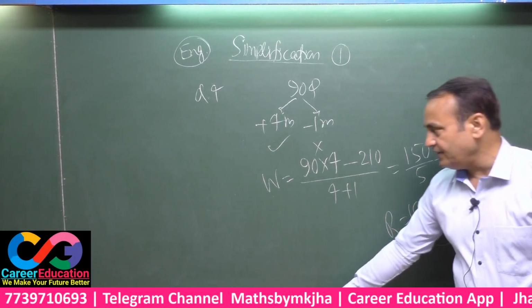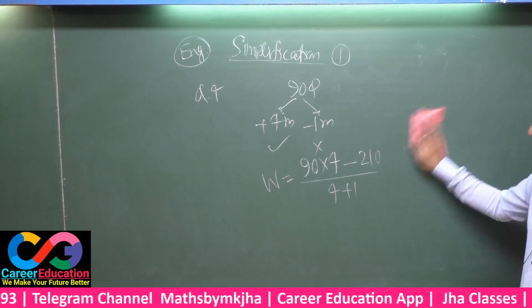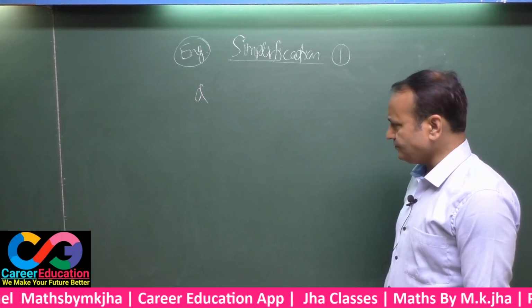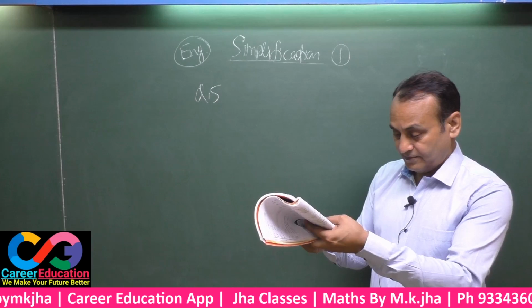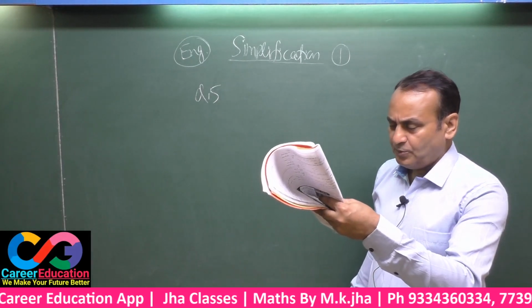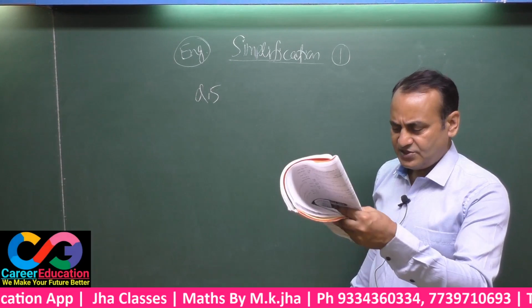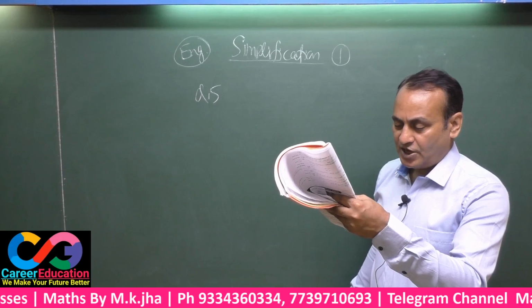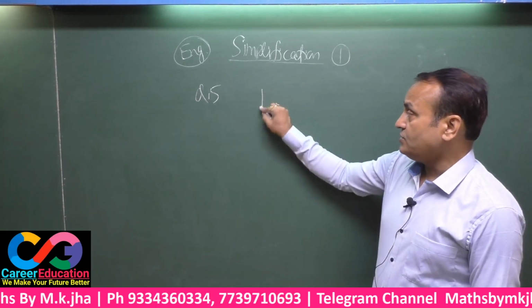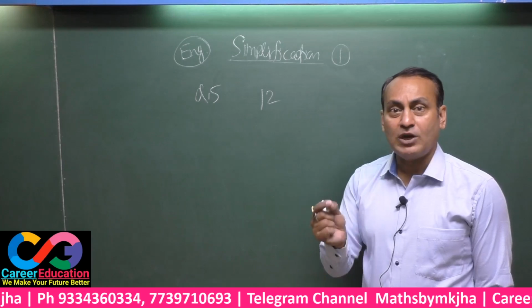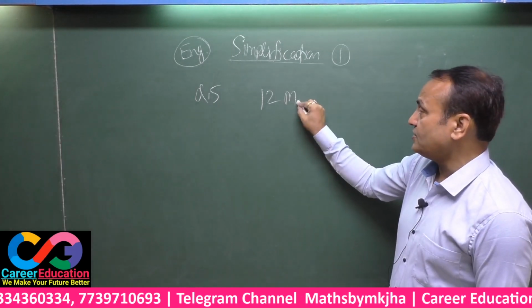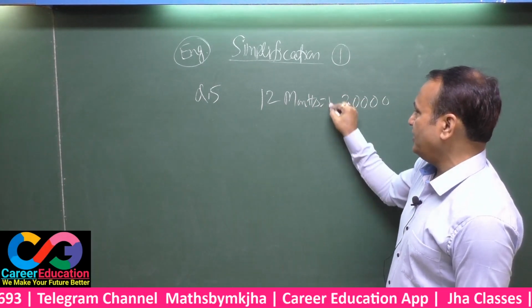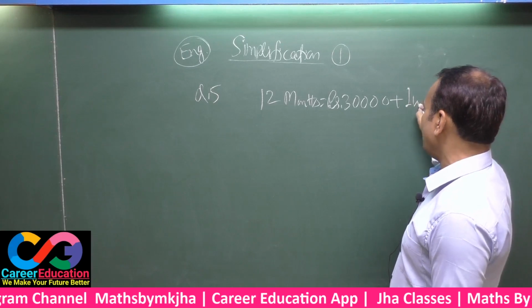Now come to question number 5. A servant had been kept, same question, but quite different there. A servant had been kept for a year on the ground of rupees 30,000 and a watch. That means a year has 12 months. That means for 12 months he will be paid rupees 30,000 plus 1 watch.